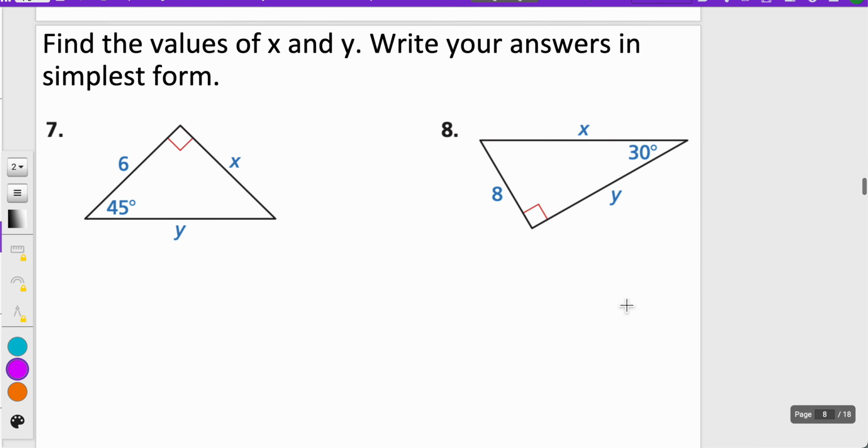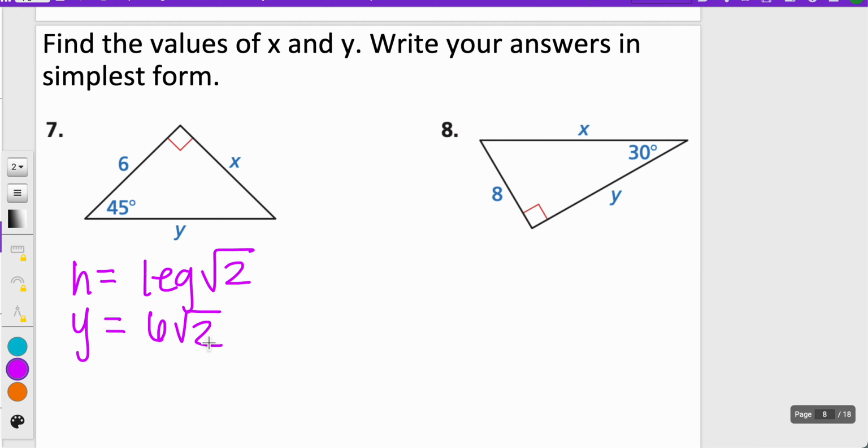Okay. Next up, find the values of x and y. Write your answers in simplest form. This is your 45-45-90, or your 30-60-90 ones. So for number 7, 45-45-90 means I can find my hypotenuse by finding leg times square root 2. I don't know my hypotenuse, so we're going to count that as y, but my leg is 6 square root 2, and that means x is equal to 6 square root 2, okay, and y is equal to 6 square root 2.